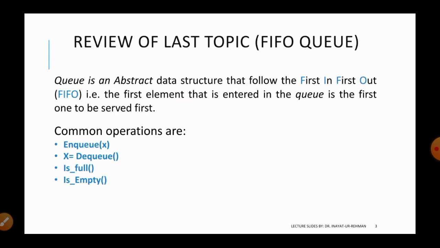First of all, review the last topic. A queue is a data structure or abstract data type which follows the principle of first in, first out. That means the value entered in the queue first will be served first. The common operations of a queue are enqueue and dequeue. And the supporting methods were isFull and isEmpty, to check whether the queue is full or not and whether the queue is empty or not.